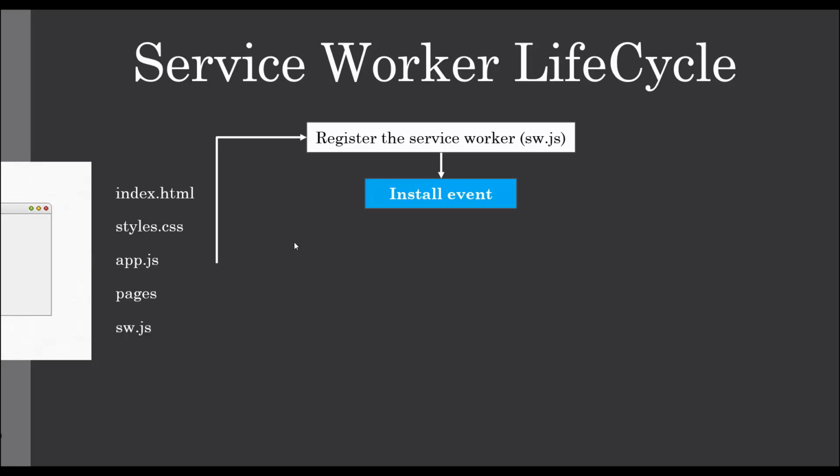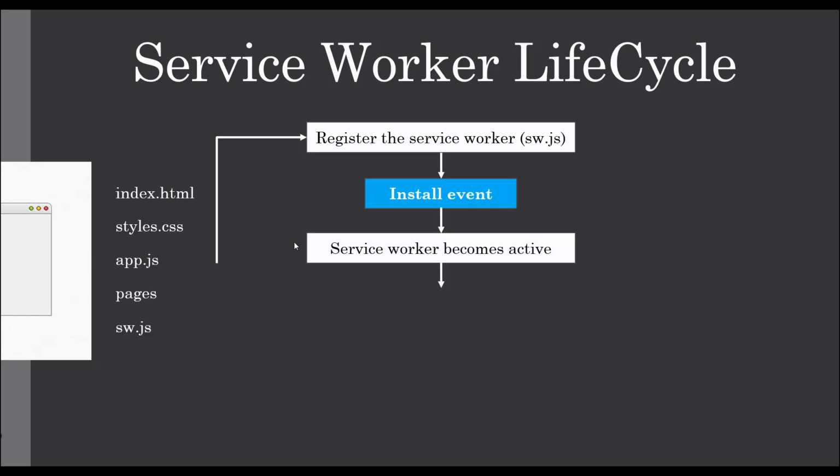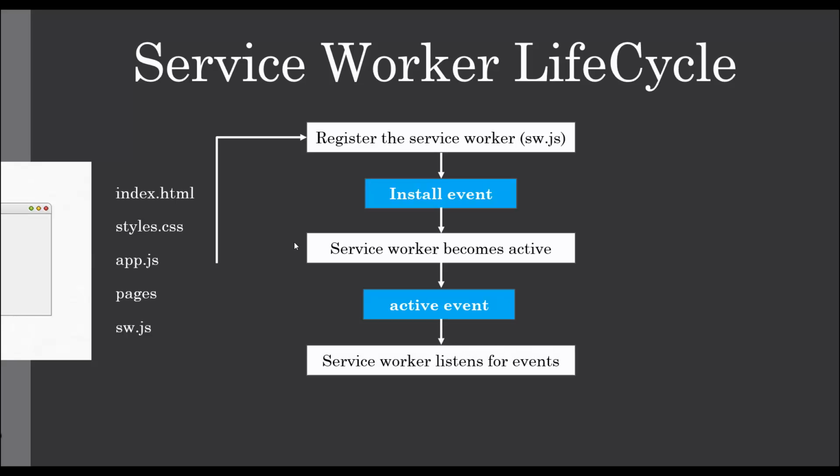And during or after this install event, then of course our service worker becomes active, and it will try to invoke this active event. And again, we can also add callback functions to this. And if the service worker becomes active, that means that the service worker can now listen for events or any activity within the life cycle of our PWA project, or the progressive web app that we are trying to implement.